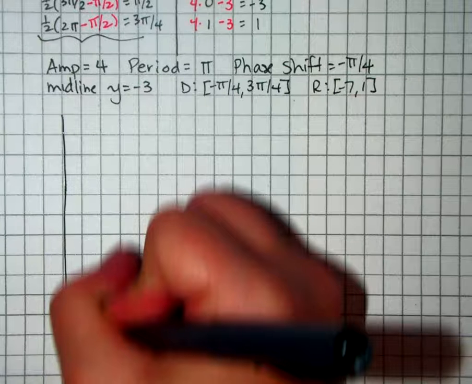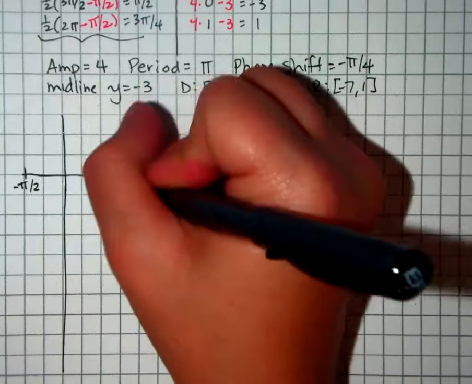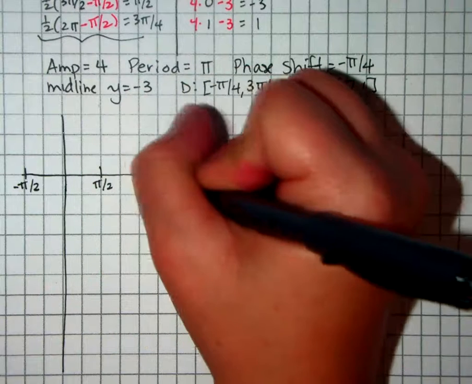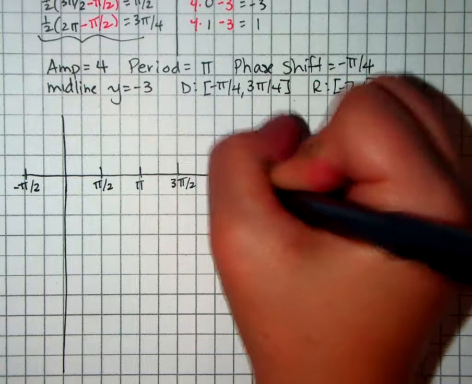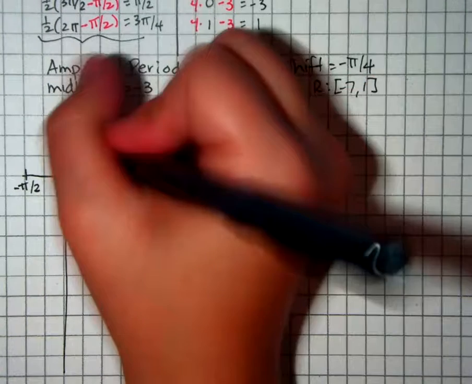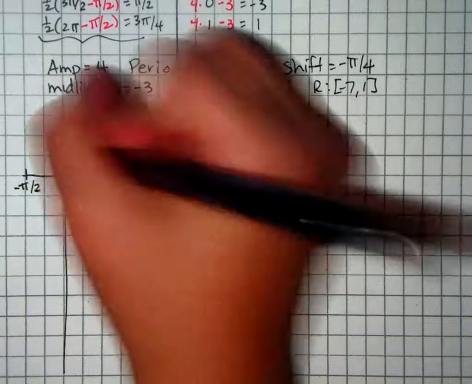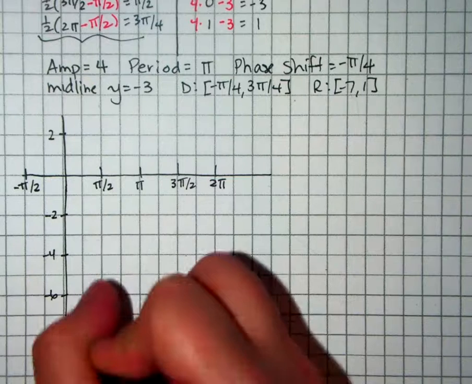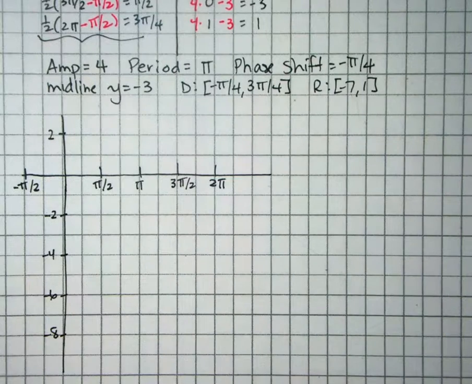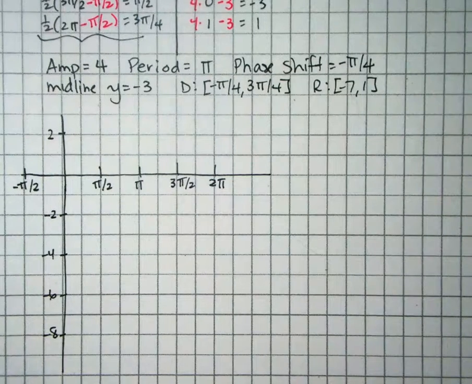All right, so I'm going to label these by pi over 2s, and so I can skip every other one. That way I have a spot for my pi over 4 increments. And I think that's pretty clear right there.